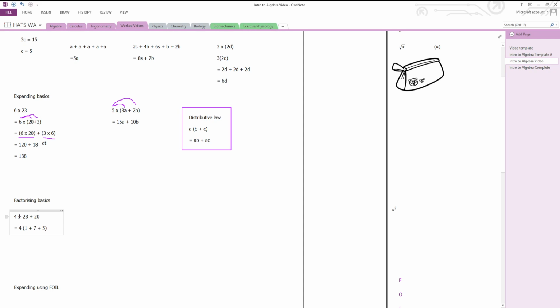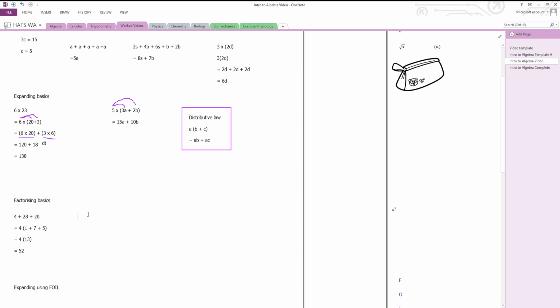So 4 times 1 gives us 4. 4 times 7 is 28. 4 times 5 is 20. And so we could solve this problem as just saying, well, that's 4 times (1 plus 7 plus 5), which is 4 times 13. So 4 times 12 is 48, so 4 times 13 would be 52. And you can then go and check that as well. 4 plus 28 is 32, plus 20 is 52. So yes, it would give us the same solution, whether we factorised it or whether we did it the initial way.